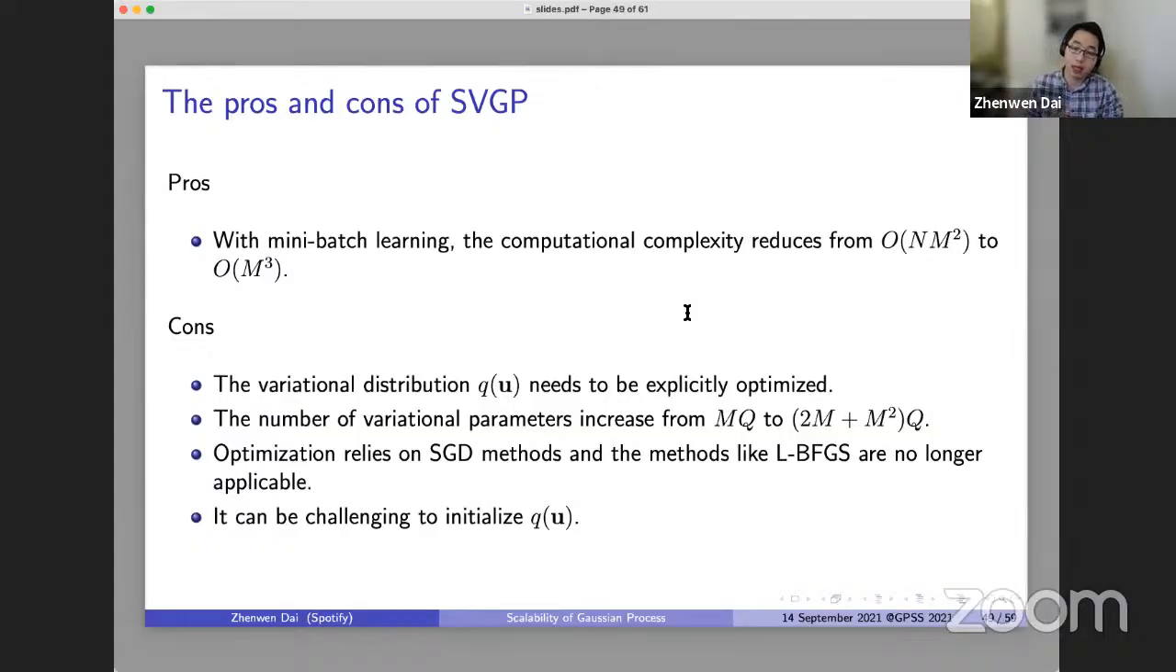On top of that, with a variational sparse Gaussian process, we usually use an approximate second order method like L-BFGS to optimize, which can find a good solution within tens of iterations. But for mini batch training, we have to rely on stochastic gradient descent optimizers like Adam, and that usually takes much longer to converge. And also sometimes initializing the q(u) is a bit challenging.